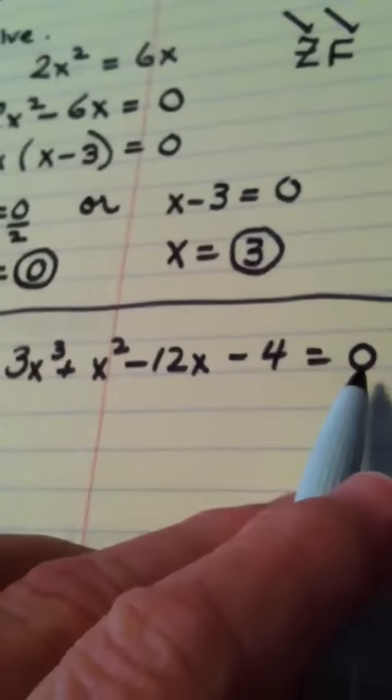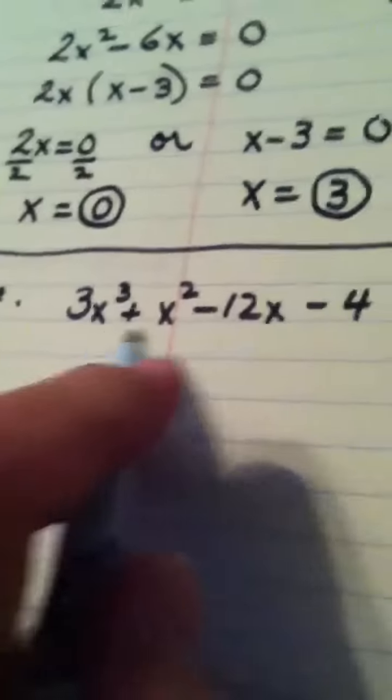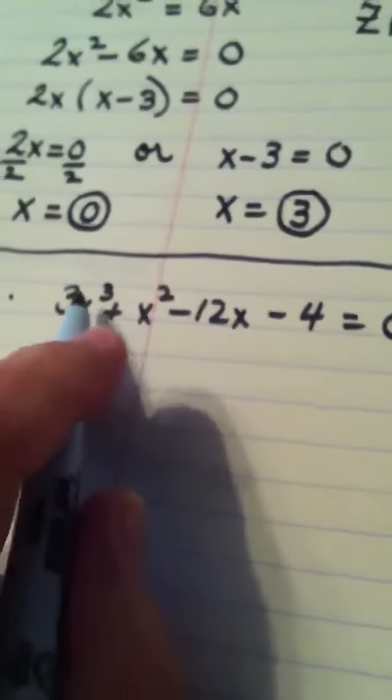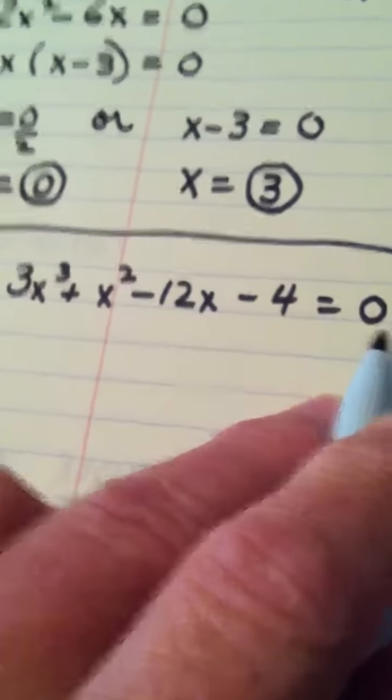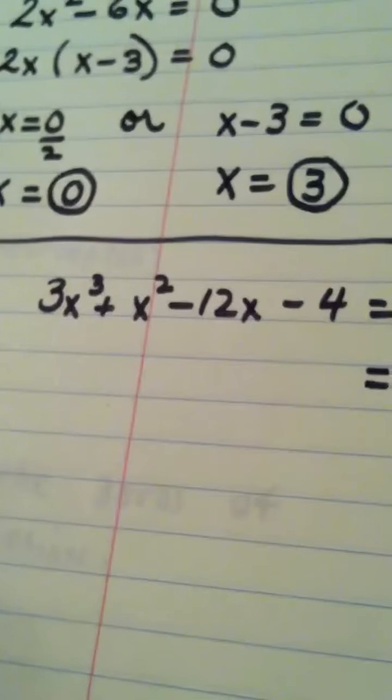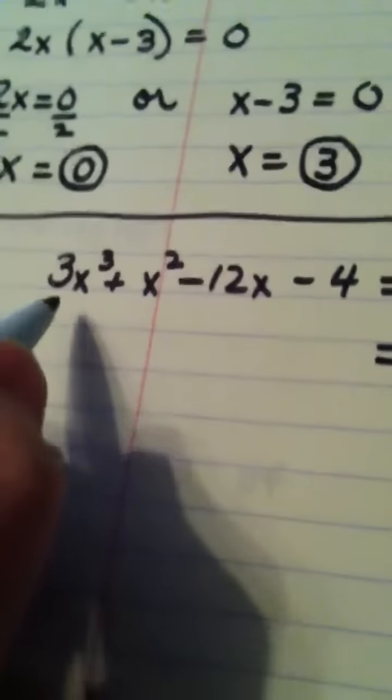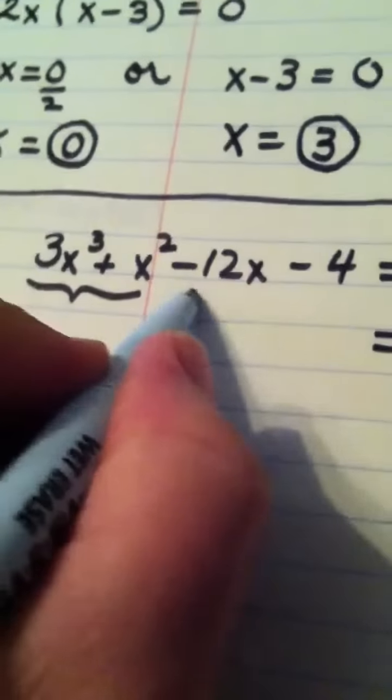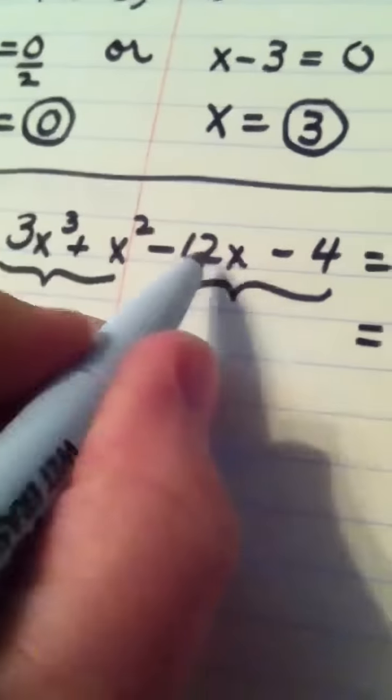Now, one side's already set equal to 0, so the ZF property is very good to use here. It's in standard form already. You know, descending power order equals 0, leading coefficient is positive. Whenever I see 4 terms, I hope a technique that comes to your mind from the past is factoring by grouping. So we're going to group by 2's.